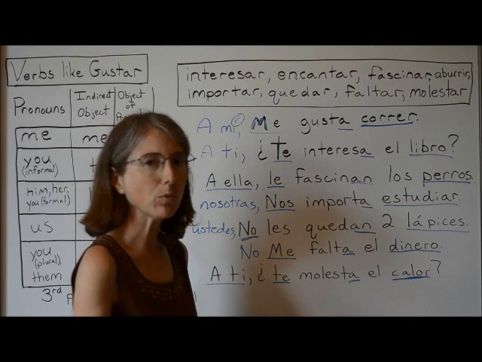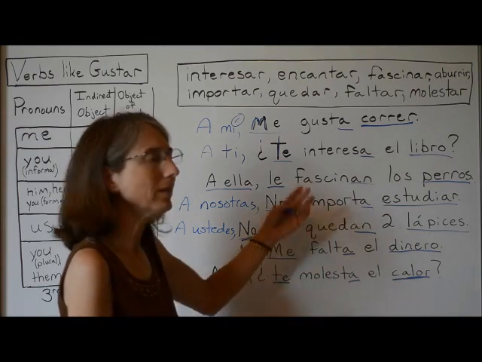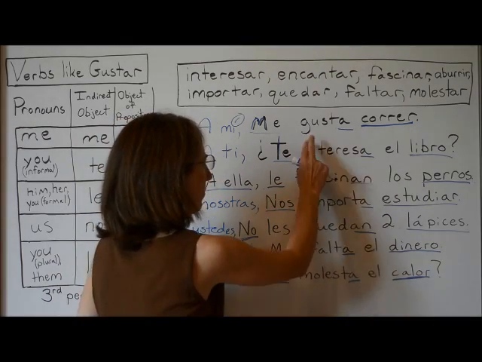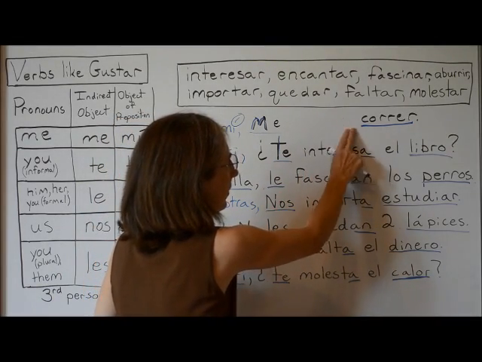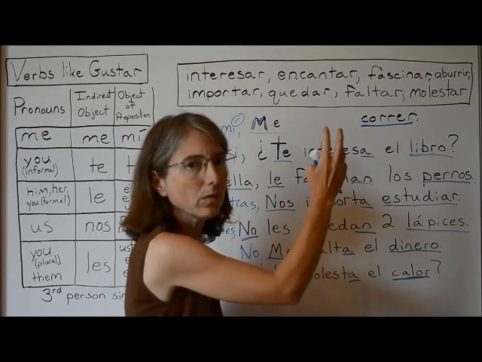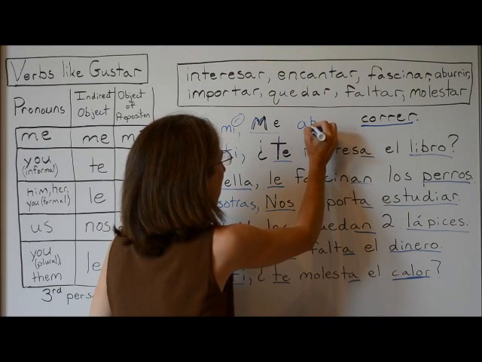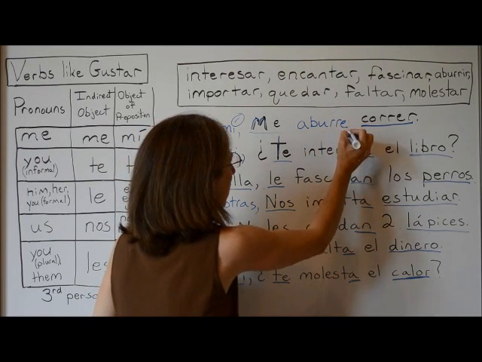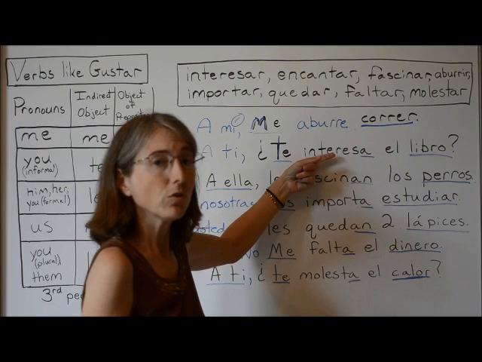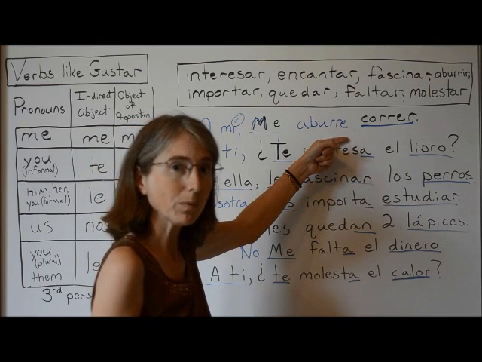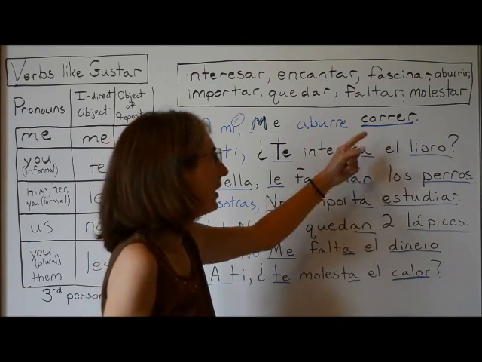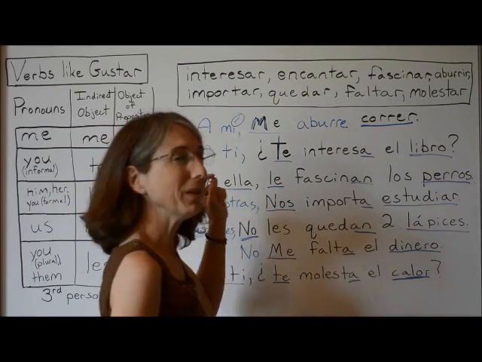Okay. If we wanted to use the verb aburrir, which I didn't have an example of, we could say running is boring to me. Okay, so we could use this very same sentence here. And we'll just use the verb aburrir. Me aburre correr. Now, this is not an AR verb. The rest of the verbs are AR verbs. So, this is still third person singular or plural, but obviously we're going to conjugate it as an IR verb. Me aburre correr. Running is boring to me. A mí me aburre correr.